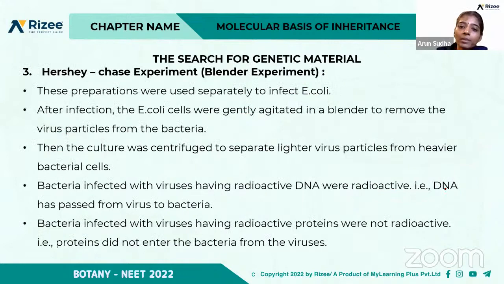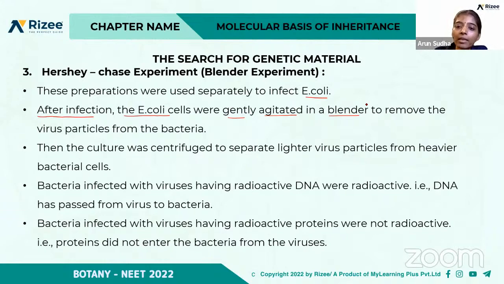The next step is that these preparations were used separately to infect E. coli. So after infection, the E. coli cells were gently agitated in a blender. So what is the purpose of using the blender?